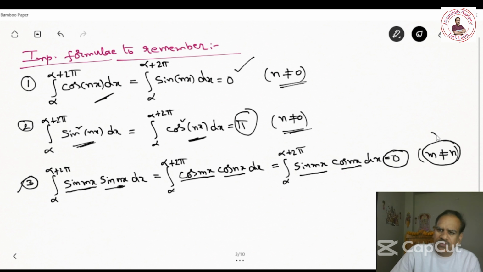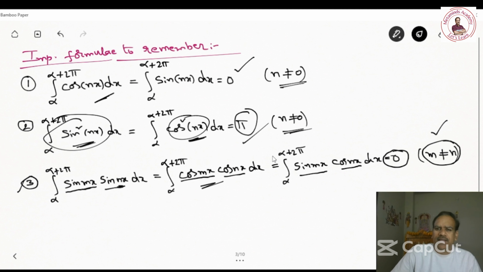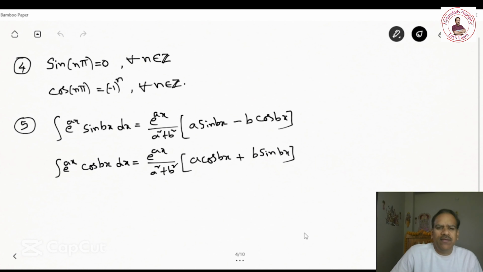What happens if m is equal to n? If m is equal to n, sin mx sin nx becomes sin square nx, and the value is pi. If m equals n, cos mx cos nx becomes cos square nx, and the value becomes pi, right? So you have to remember these two important formulas.